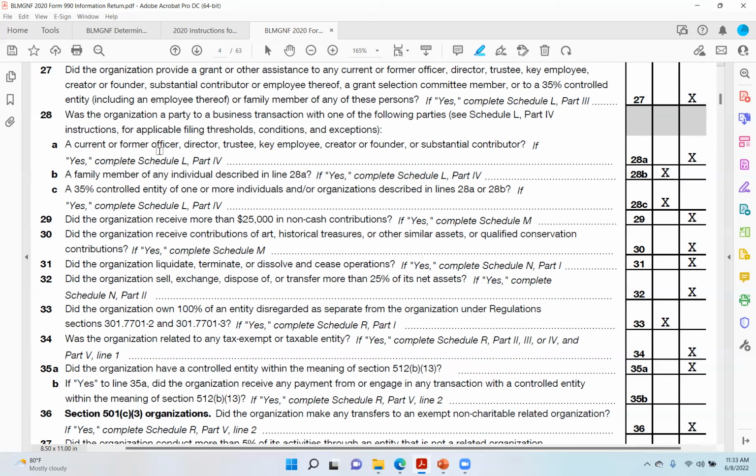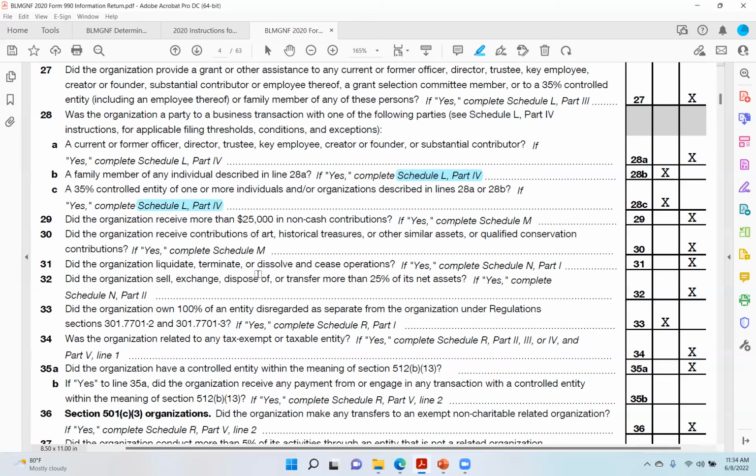So here are the parties. The party in A is a current or former officer, director, trustee, key employee, creator, or founder, or substantial contributor. They said no there. The next party, B, a family member of any individual described in line 28A. If yes, complete Schedule L, Part 4. So they said yes on that one. So we should be looking for Schedule L, Part 4. C, a 35% controlled entity of one or more individuals and/or organizations described in lines 28A or 28B. They said yes. So we're looking for Schedule L again, Part 4.